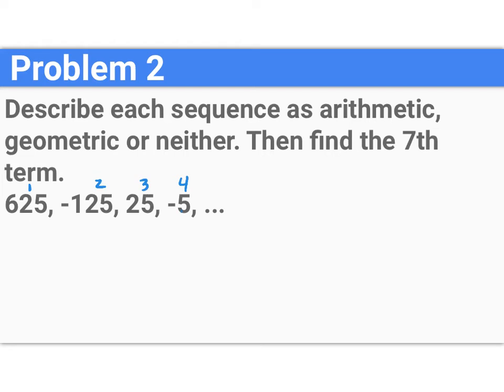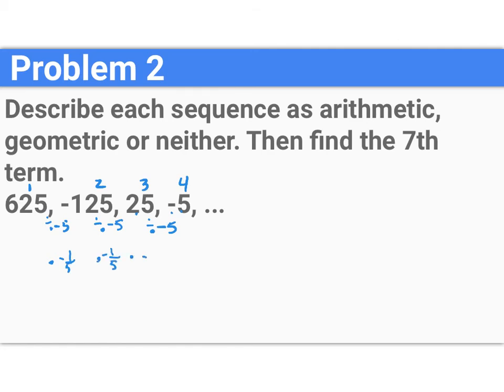So I know that 5 times 5 is 25, but this is negative 5. So if I multiply by negative 5, I'll get the positive 25. If I multiply 25 by negative 5, I'll get negative 125. And so 125 times negative 5 will give me 625. So what am I doing? I'm dividing by 5 here, or I'm multiplying by negative 1/5. Either or.